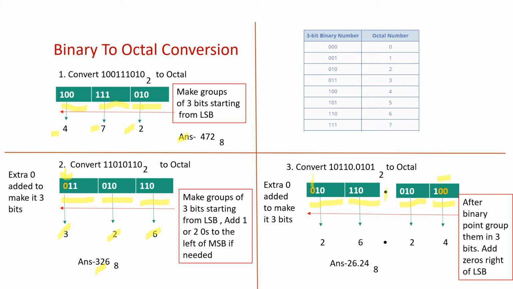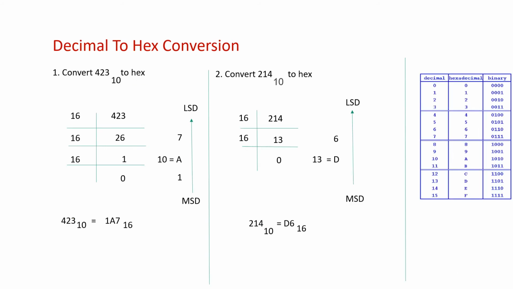After this step we write down the octal equivalent of each 3-bit group. So the binary number 10110.0101 has the equivalent octal number 26.24. Now we will look at decimal to hex conversion.